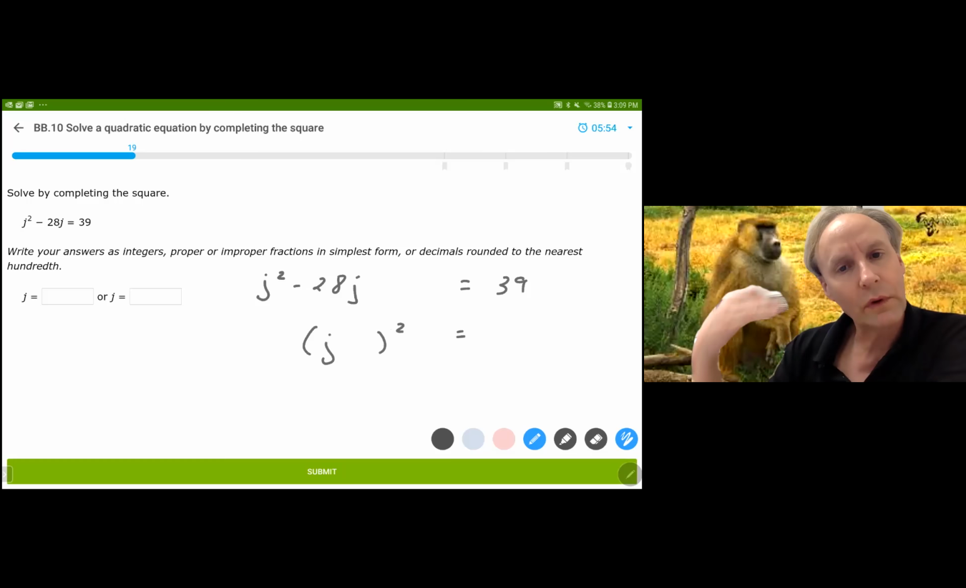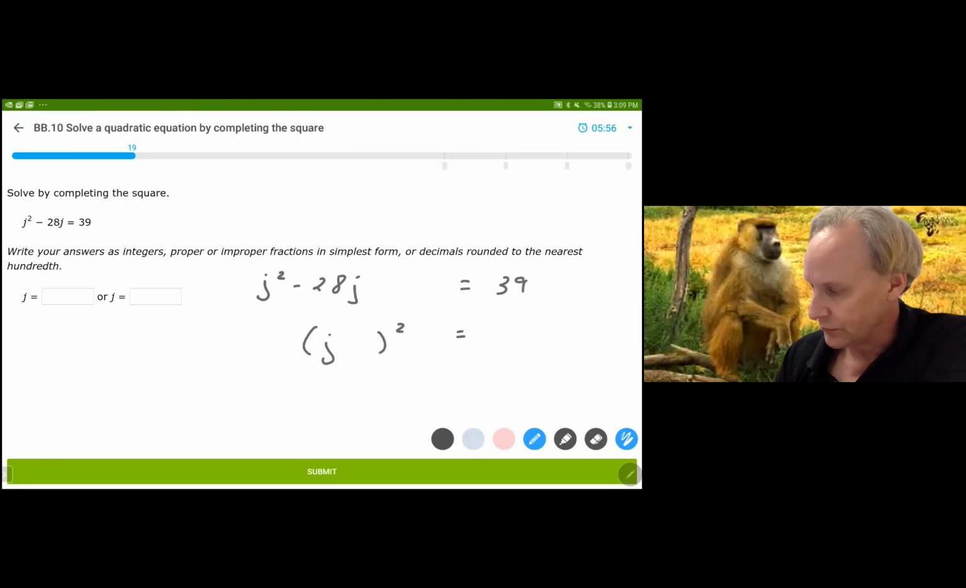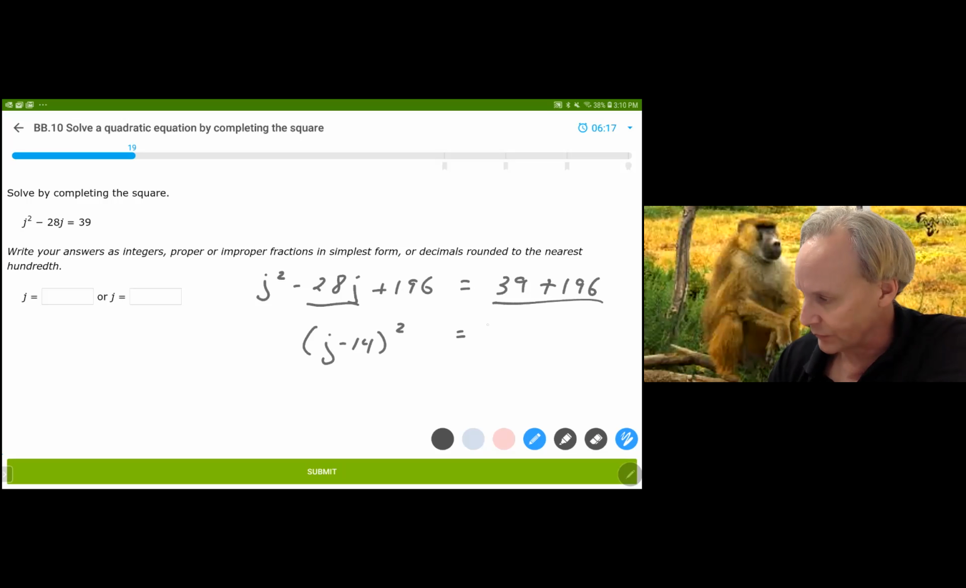And so we kind of go forward to go back. In order for this to be a perfect square, I know I need a minus 14, because then I'll get a minus 28j in the middle. Negative 14 squared is positive 196, and I have to add 196 to both sides. And when I do that, I'm going to get 235, I believe. Yeah, 235. And when I take the square root, I can estimate it.